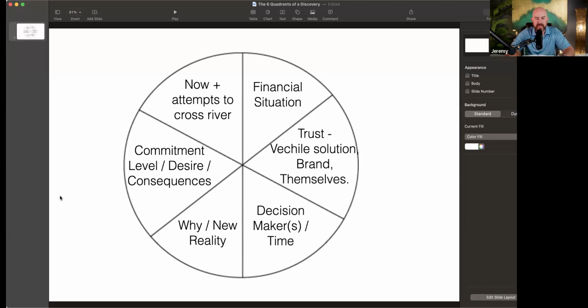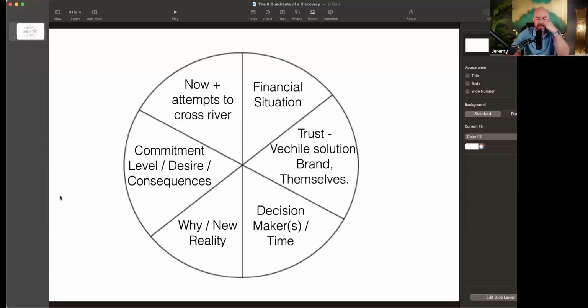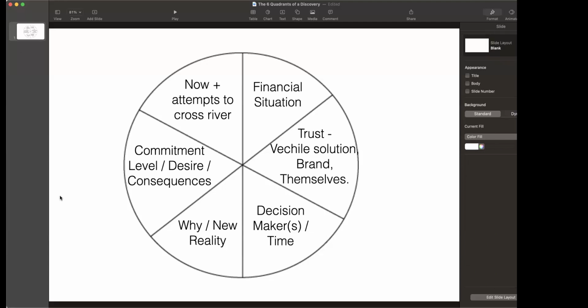Maybe we could put the unsell underneath consequences there. Well, the unsell is kind of like at any point, maybe not the financial situation or the now, but in the trust vehicle, decision maker, time, why, new reality, commitment. If at any point you're gathering the data and you're like, okay, what I'm getting and what I need for this to be a successful client is not aligned, you tell them. Makes sense. Okay, I got you.